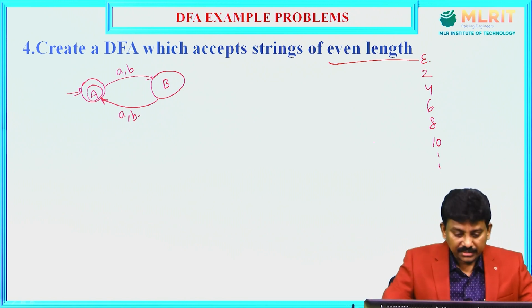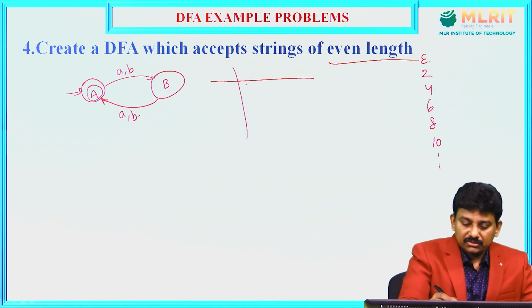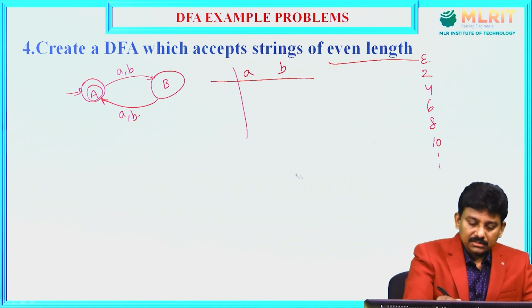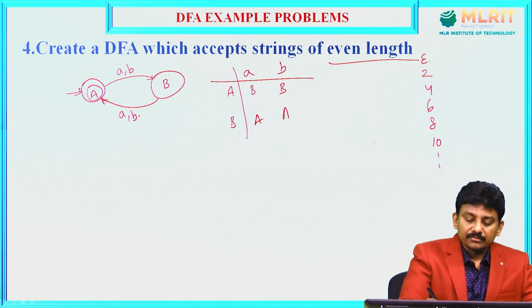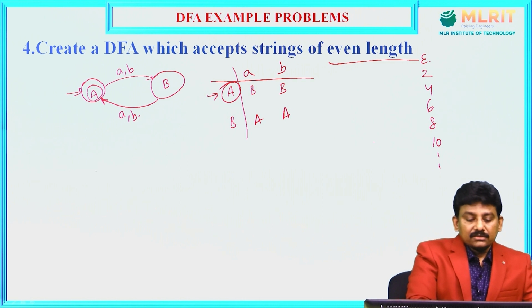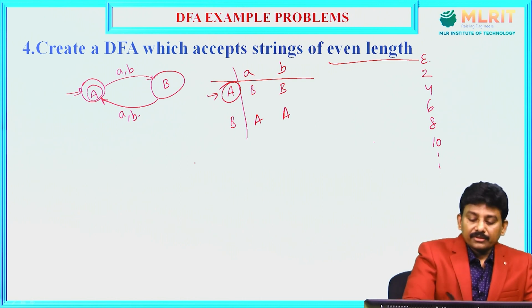This is the state diagram for this transition table as usual. States A, B. A on A going to B, A on B going to B, B on A going to A, B on B going to A. A is the initial state as well as the final state. So this is the DFA.